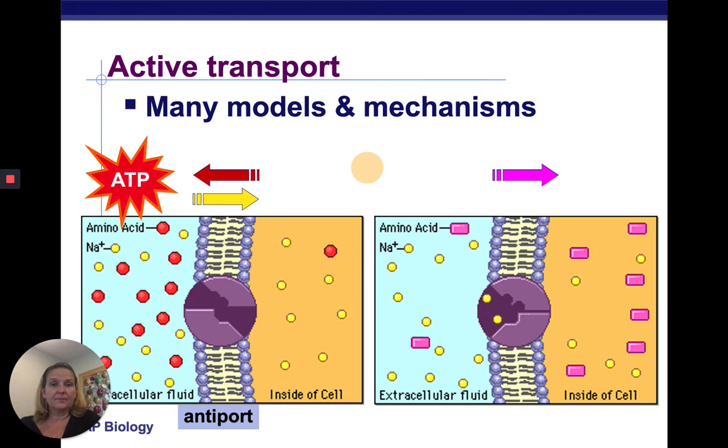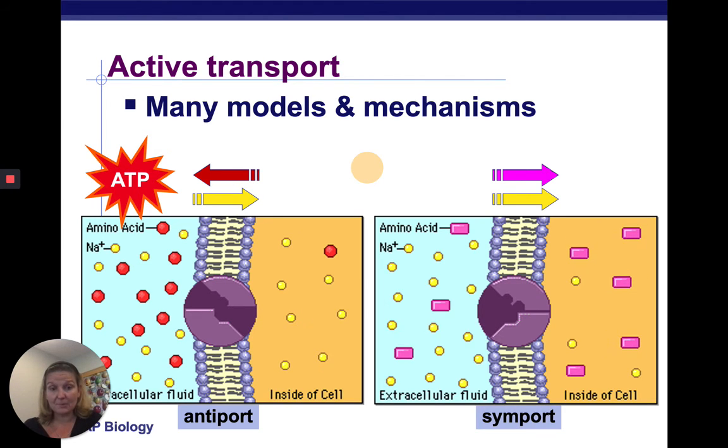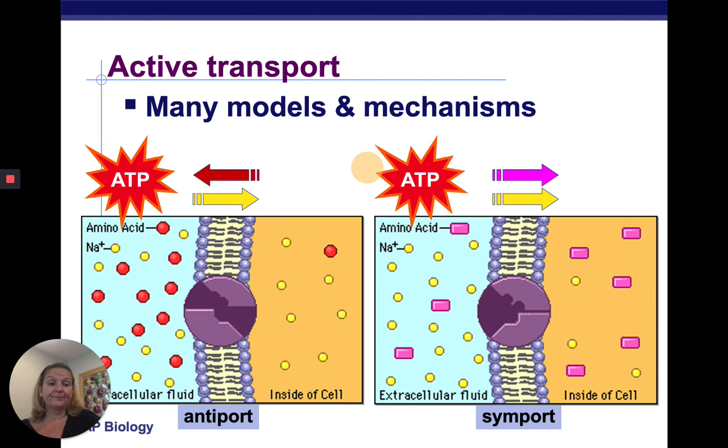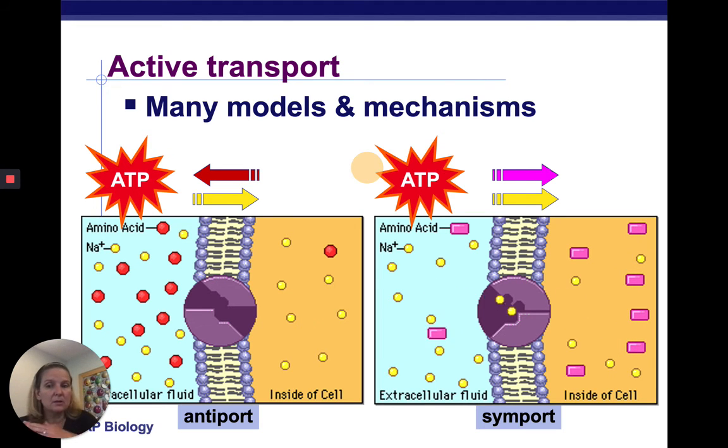Here, you have symport, where they're moving in the same direction. And notice you have 2 amino acids and sodium going in the same direction. So that would be a symport. Sym means same, anti means opposite. So we're transporting opposite ways or in the same direction.